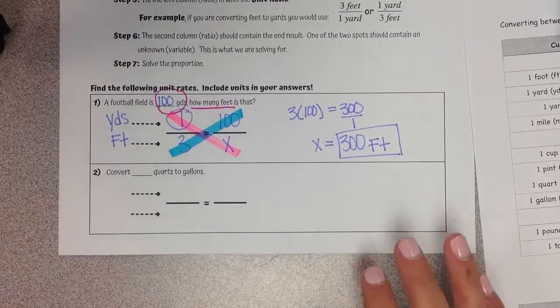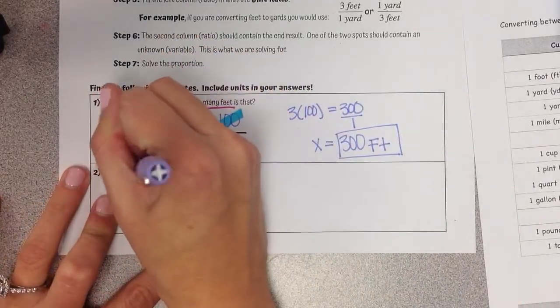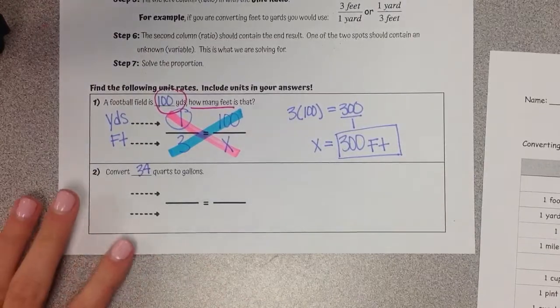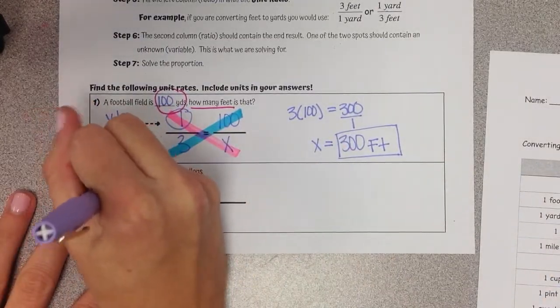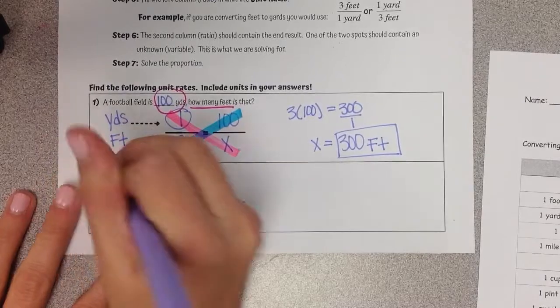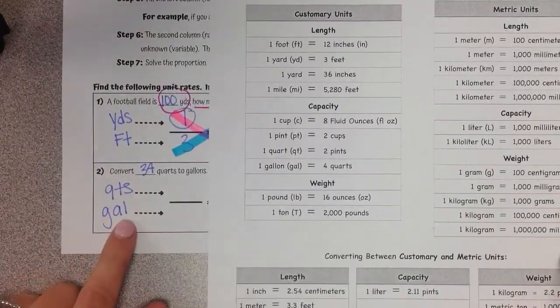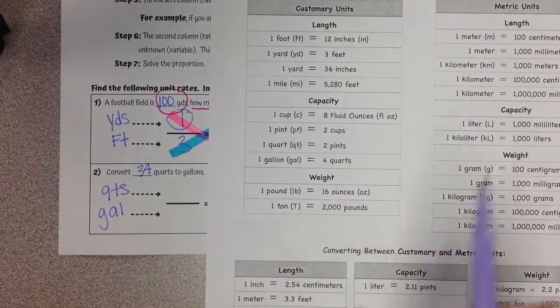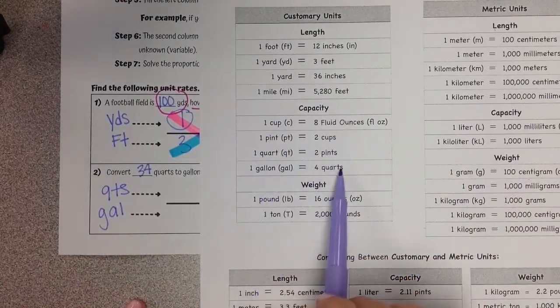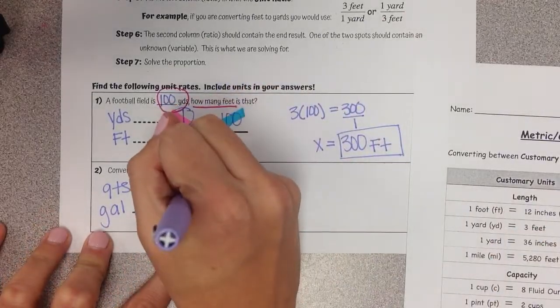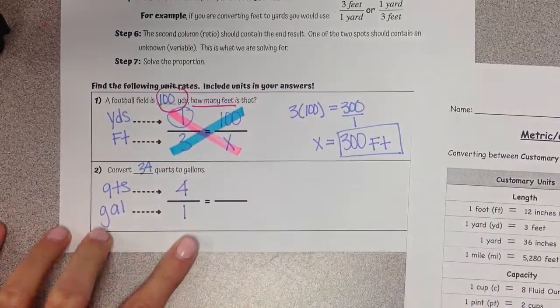Number 2, convert 34 quarts to gallons. So the 2 units we are comparing here, quarts and gallons. Okay, we're going to use our conversion chart. Gallons, that's liquid, that's capacity. If we look here, I see gallons and quarts. 1 gallon is equal to 4 quarts. So quarts is on top, gallons is on the bottom.